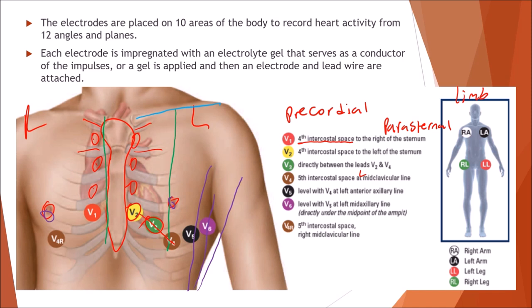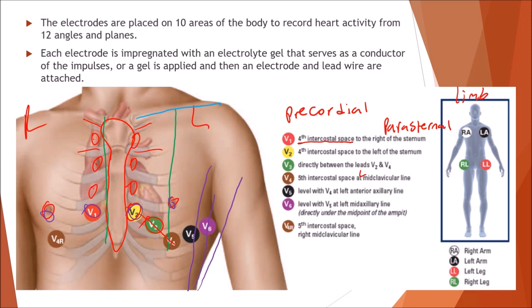There's only one that's going to go on the right side, which is V1. There's only one on the left side that's going to stay on the fourth intercostal space, which is V2. And then the rest are going to be on the fifth intercostal space on the left side, with the exception of V3, which goes in the middle of V2 and V4. Now, that is a little confusing. I would recommend that you rewatch that, reread it, just sit down and try to memorize it, because that's probably one of the hardest things about this test.